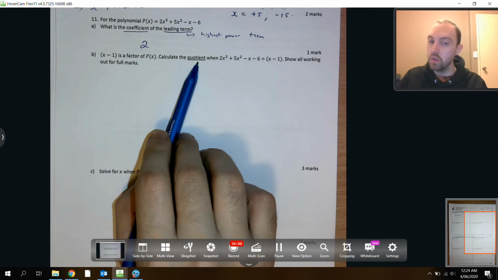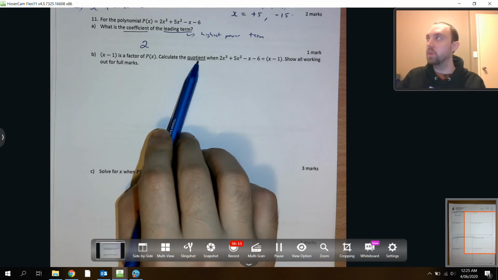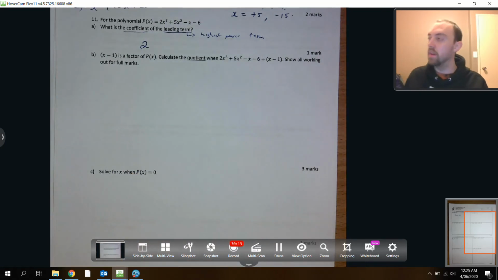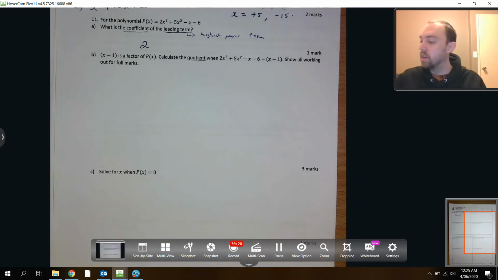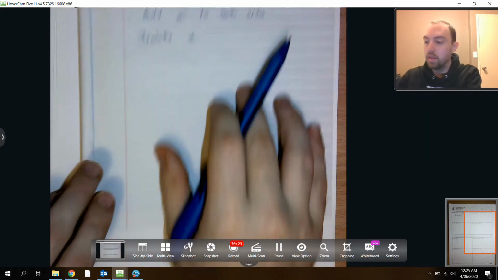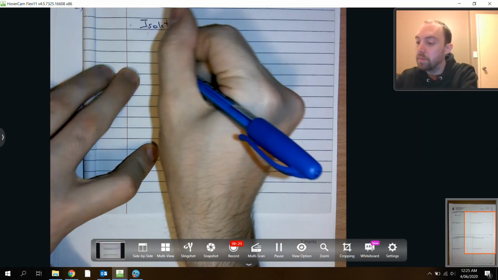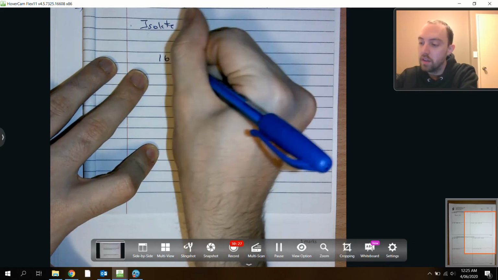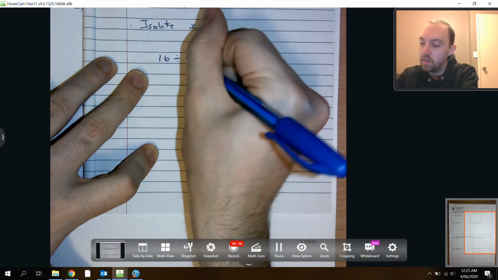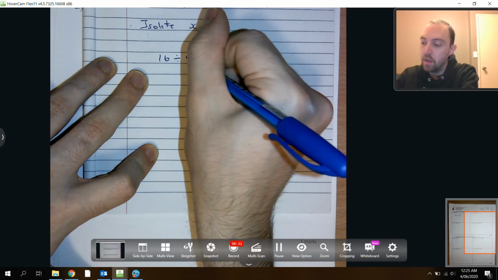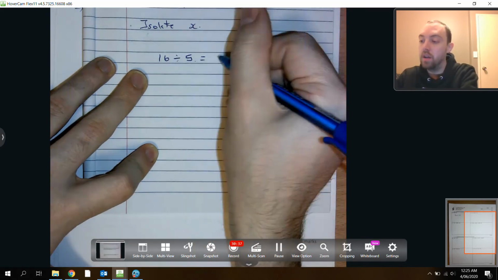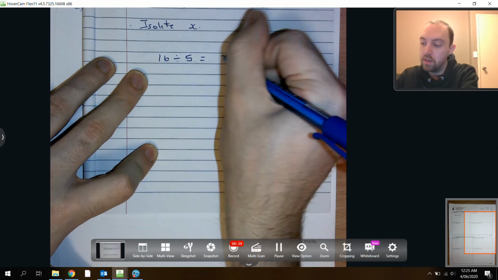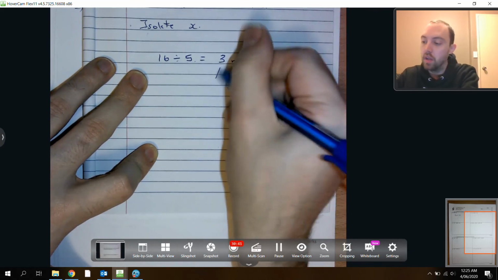x take 1 is a factor of p of x. Calculate the quotient. So the quotient is what's left after you've had that division. So for example, if I did 16 divided by 5, then my answer, if I was doing remainders, is 3, remainder 1. This is the quotient.